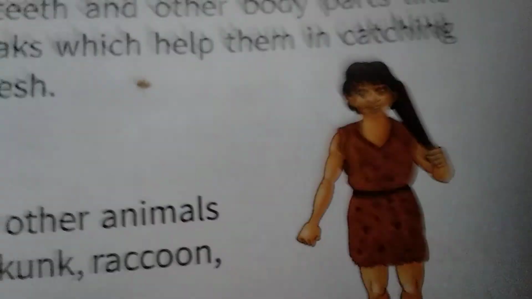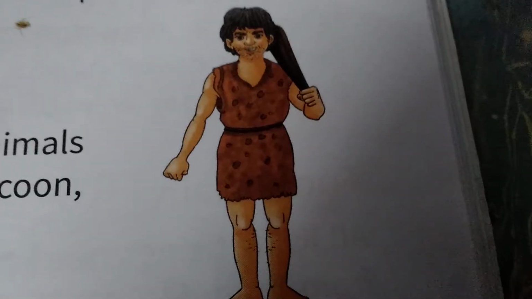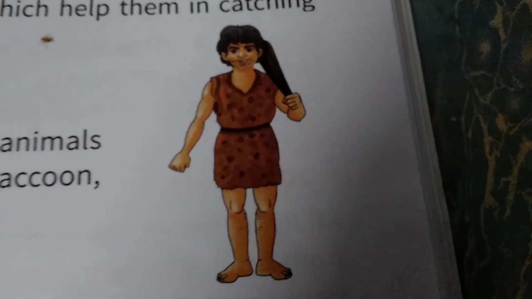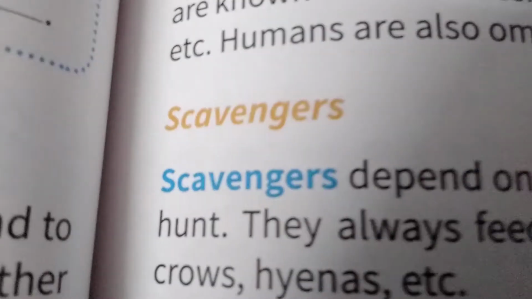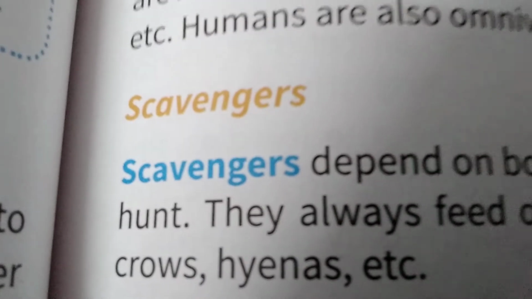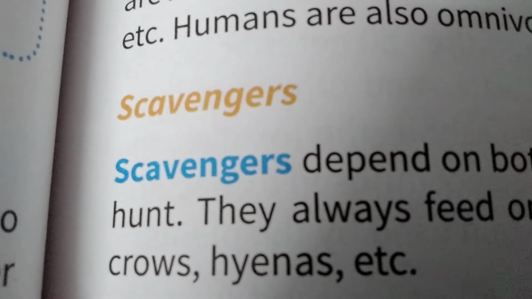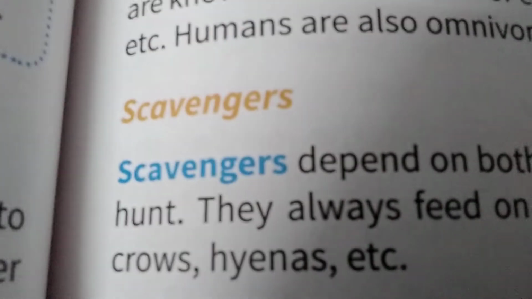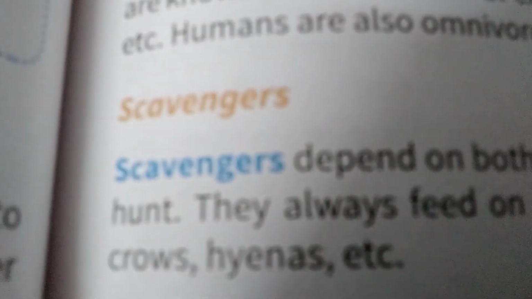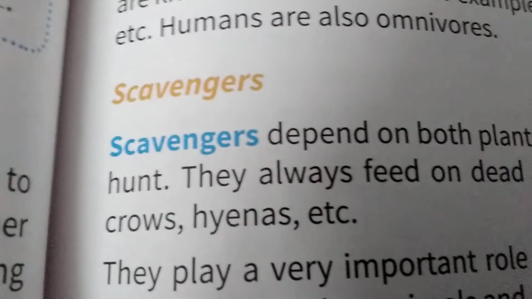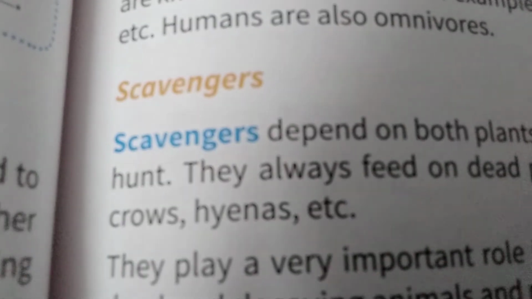Omnivores eat both plants and flesh of other animals. Example, crow, raccoon and humans, obviously human being. And next are scavengers. Scavengers always feed on dead plants and animals. Example, vulture, crow, hyena, etc. Always remember, each type of animals have special type of teeth for their food habits.